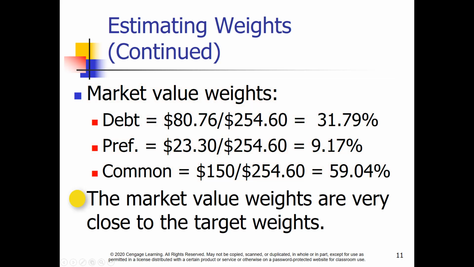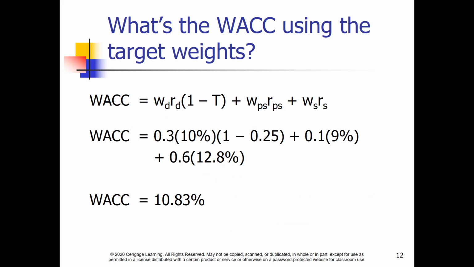For our case, the firm's market value weights are very close to their target weights. Often, market value weights temporarily deviate from targets due to changes in stock price. We now have everything we need to calculate the weighted average cost of capital. Substituting in the equation, we find a cost of capital of 10.83%.